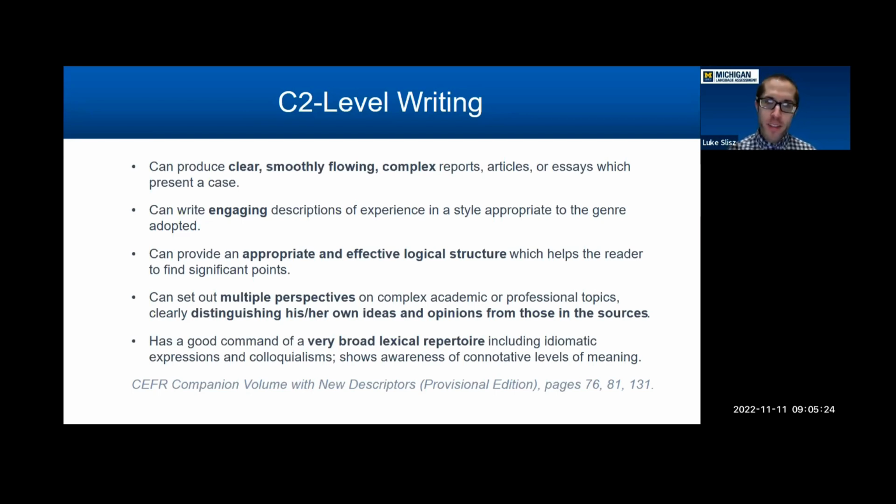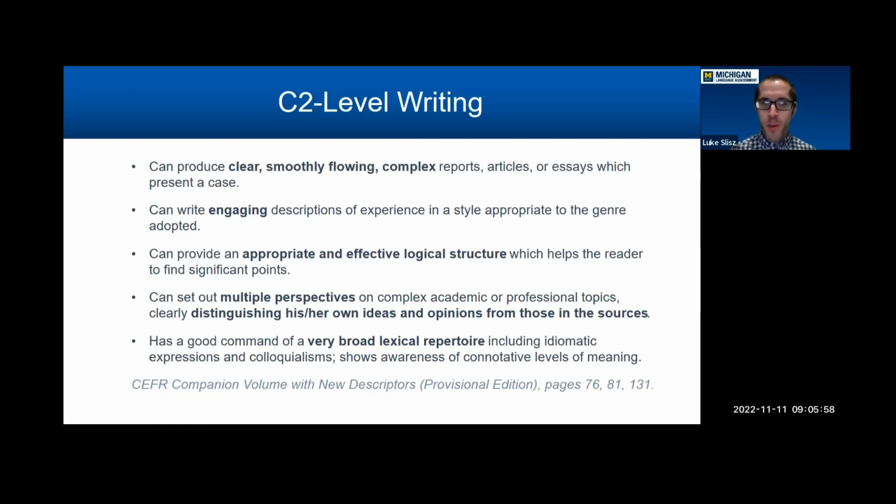There should also be evidence that the students can write engaging descriptions of their personal experience, and that will be presented in a style that's appropriate to the genre. So if they're writing a proposal, it should be in a register that would make sense when writing in that specific genre. We hope to see an appropriate and effective logical structure within the student's response. So it should flow smoothly from point to point with information that's organized together clearly in paragraphs, for example.